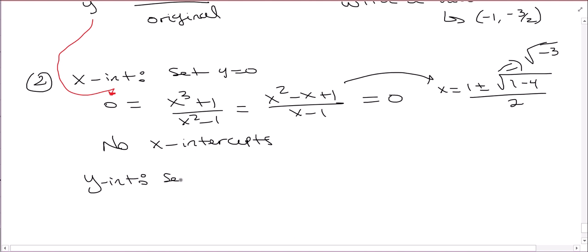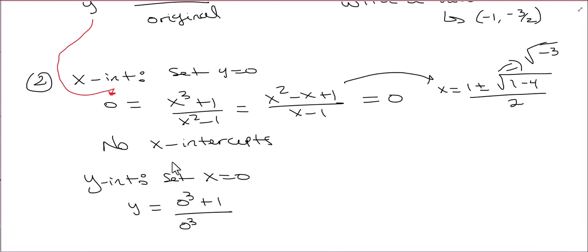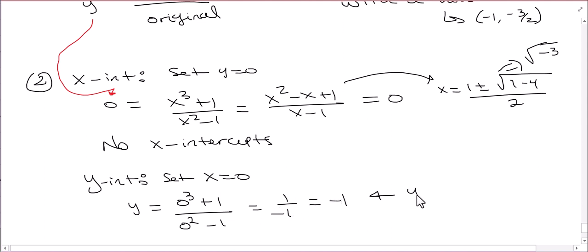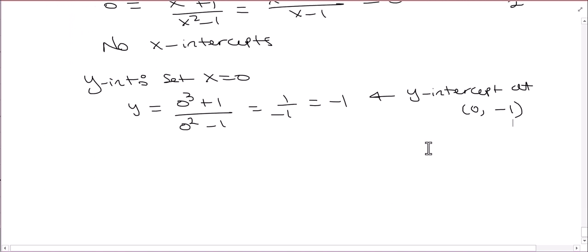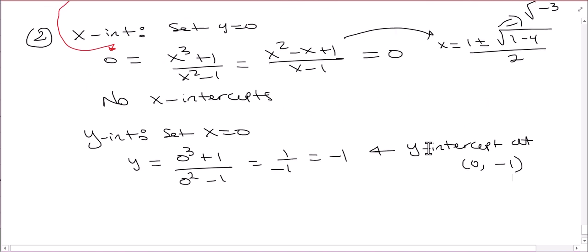For y-intercepts, we set x equal to 0. So then you're going to have y equals 0 cubed plus 1 over 0 squared minus 1. So you get 1 over -1, which is -1. So we have a y-intercept at x is 0, y is -1. And these are points, these are coordinates, not intervals. That is the thing that is sometimes confusing, like what is an interval and what is a coordinate. So you just have to go based on context.